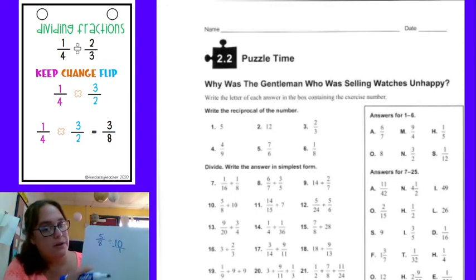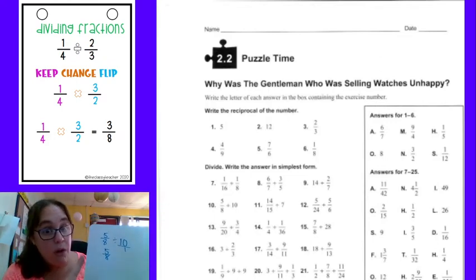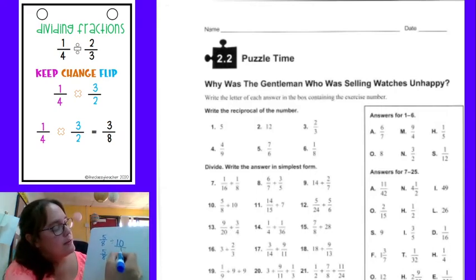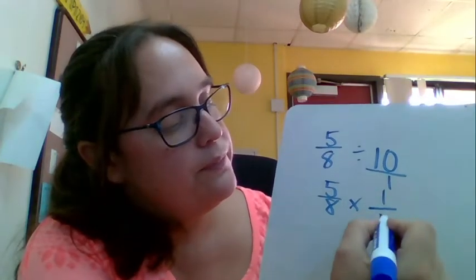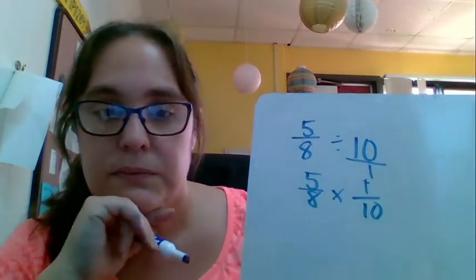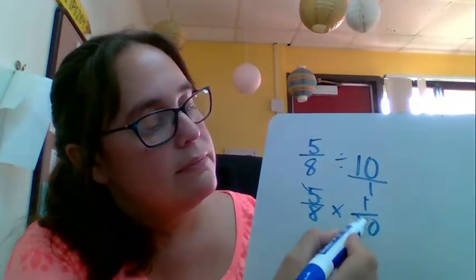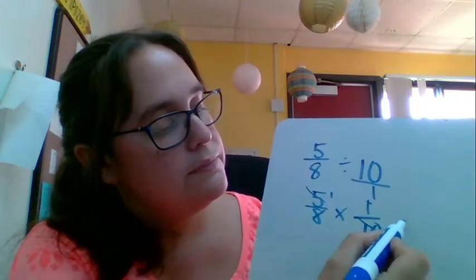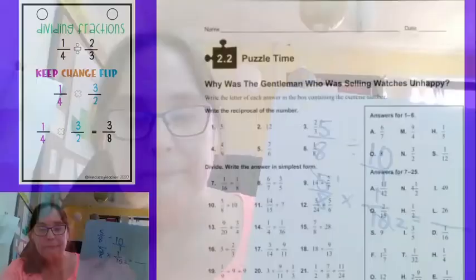All right, now let's do some work. Keep. Now we're going to multiply by the reciprocal. So this is 1 over 10. You can't reduce when you've already got a 1. 5 and 10. Solve. Come back for the next problem.